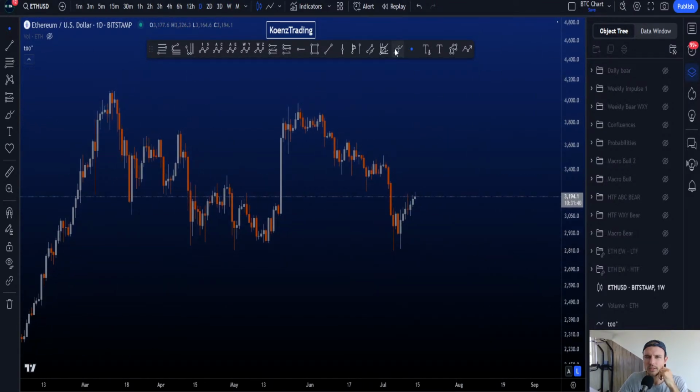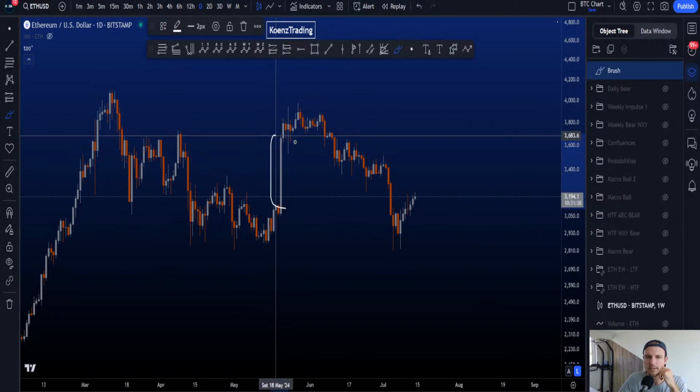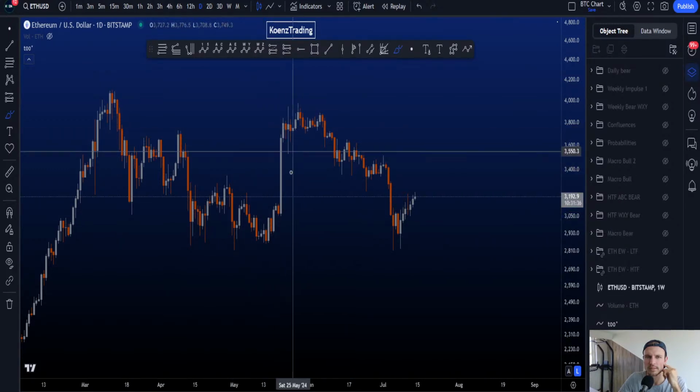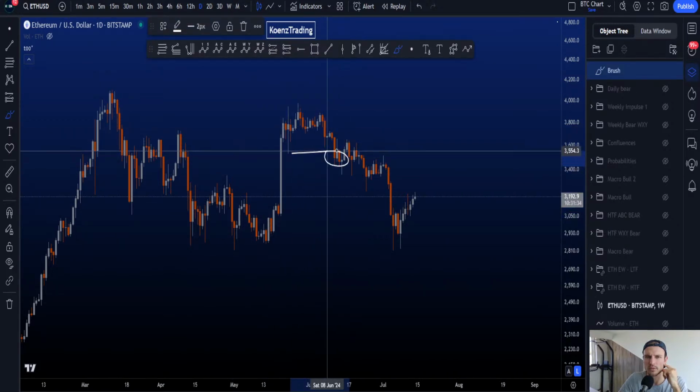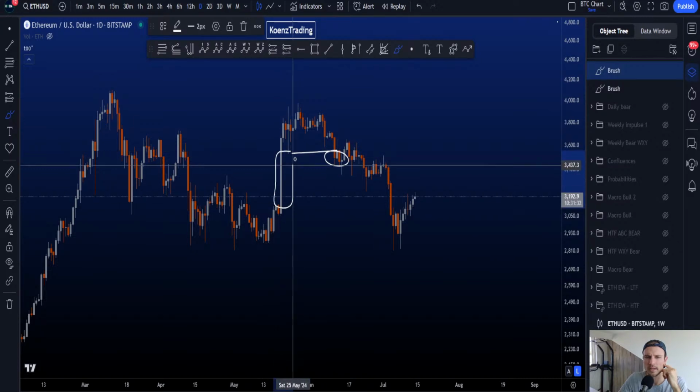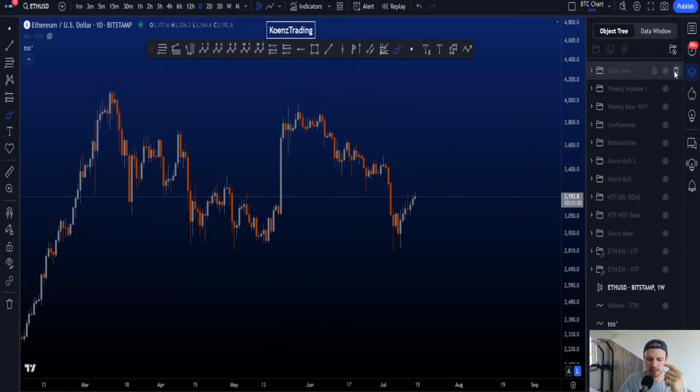What is good to see though is that we filled the gap. That is something that we were looking for. The moment candles closed inside this gap over here, probabilities increased to fill the gap. So that is nice.